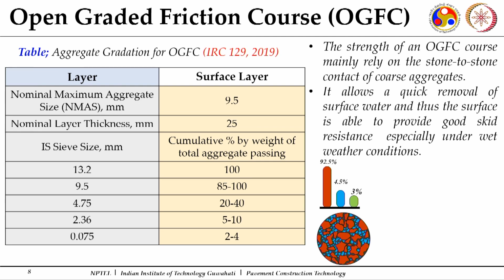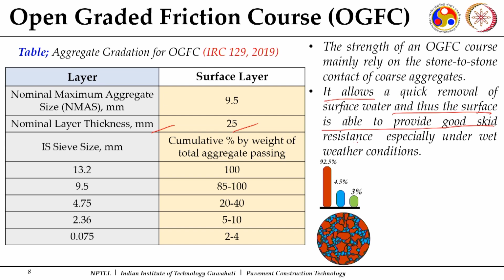Now, we have the Indian Codal Guidelines IRC 129, which gives the recommendations regarding the construction, the aggregate, and the binder part of OGFC mixes. This is the aggregate gradation. You can see the nominal thickness mentioned is around 25 mm. So, typically they are constructed for 1 inch thicknesses, and they are not considered, as I mentioned, as a structural layer, and it allows a quick removal of surface water.